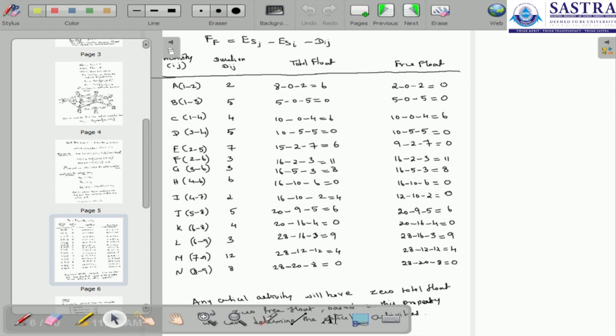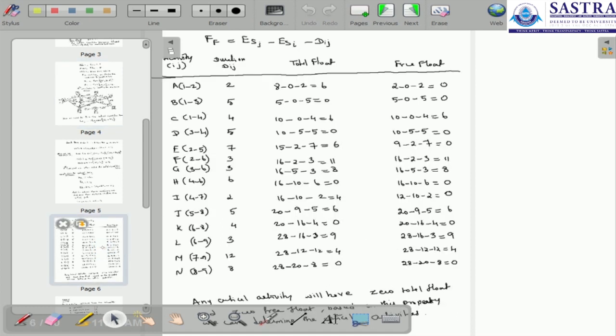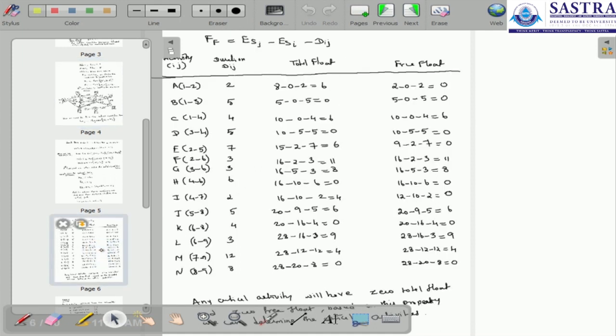For activity B, the node is from 1 to 3. Here the latest completion time is 5. So 5 minus 0 minus 5 is equal to 0. So the total float here is 0. The same way we calculate through the diagram: the latest completion time is 10, minus 0, minus 4, which is equal to 6. So through the table we have 6.